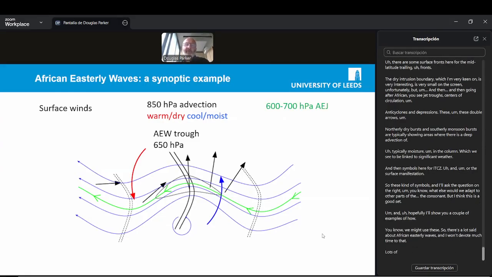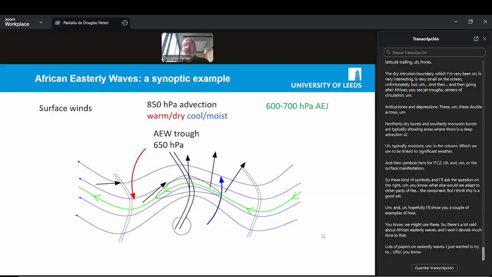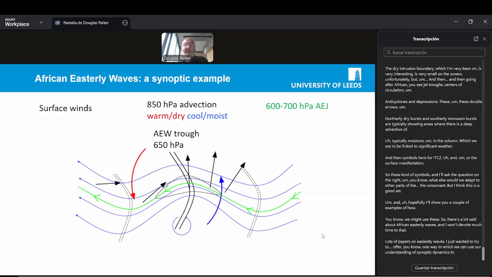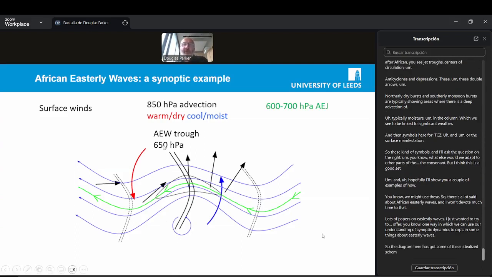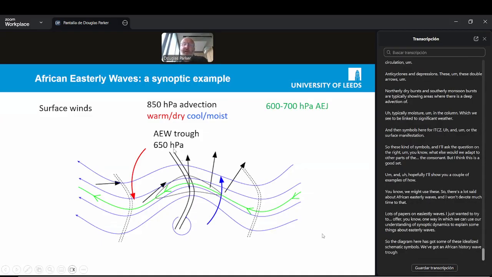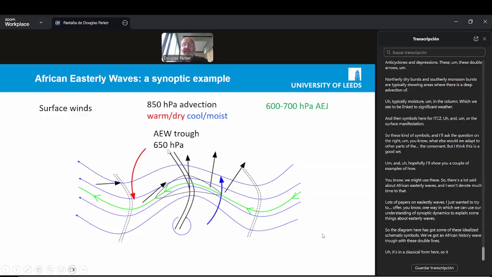There are lots of papers on easterly waves. I just wanted to try to offer one way in which we can use our understanding of synoptic dynamics to explain some things about easterly waves. So the diagram here has got some of these idealized schematic symbols. We've got an African easterly wave trough with these double lines. It's in a classical form here, so it tilts against the jet.